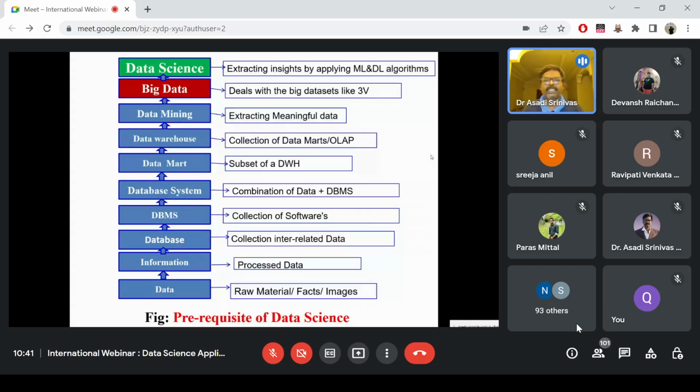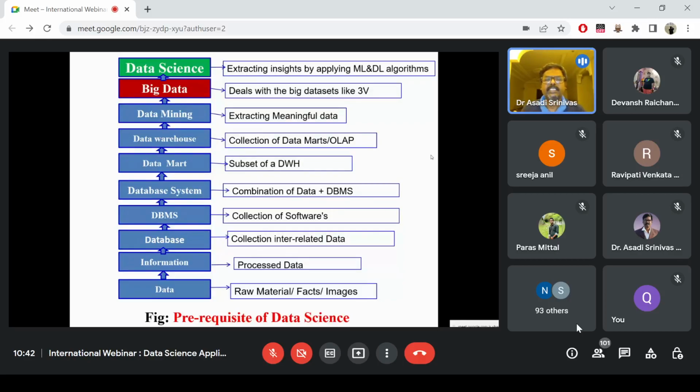What is meant by big data? Big data deals with big data sets characterized by volume, velocity, variety, veracity, viscosity, value, validity. The various 7 V's are also presented. We use various big data tools and techniques like Hadoop, Spark, Python, Hive, HBase, various tools in big data technologies.